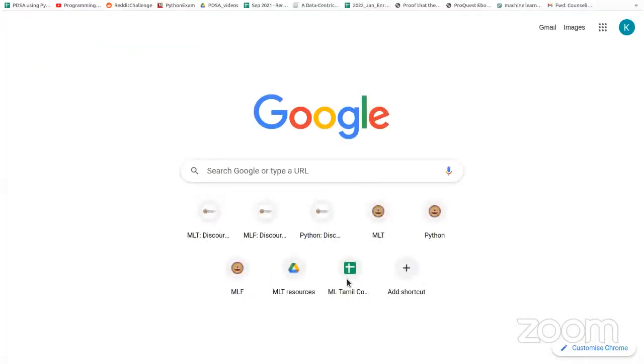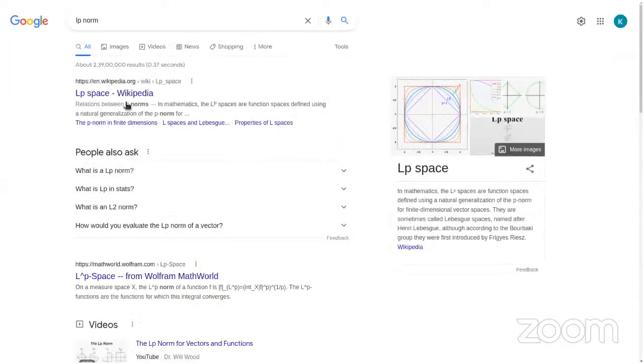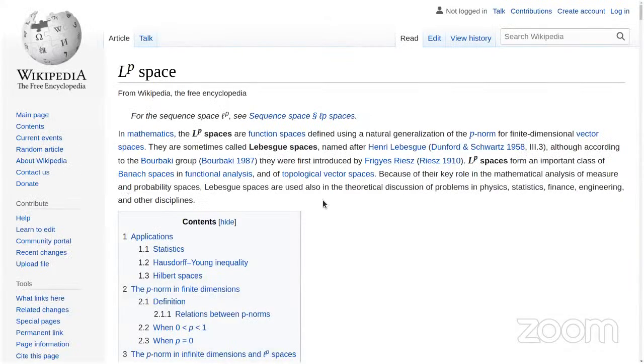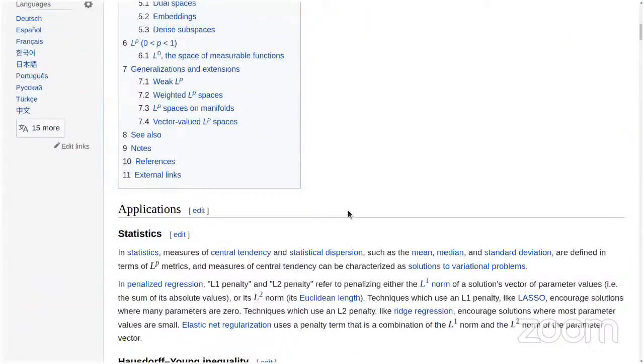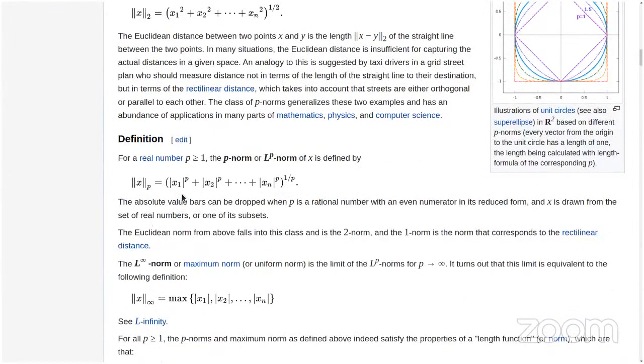So let us just search it. We raise it to the power p and take the pth root of that. Okay, raised to the power 1 by p. Okay, got it. So this mod also is important apparently.